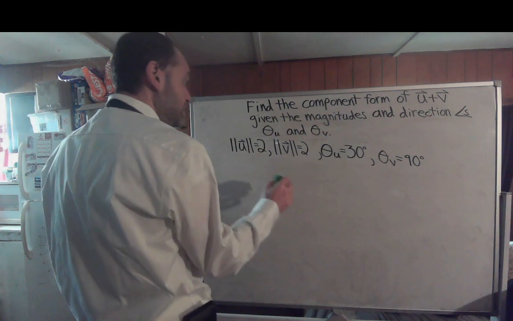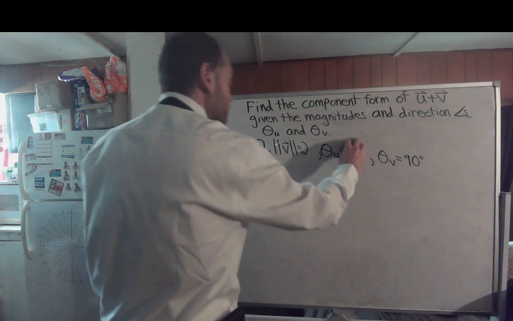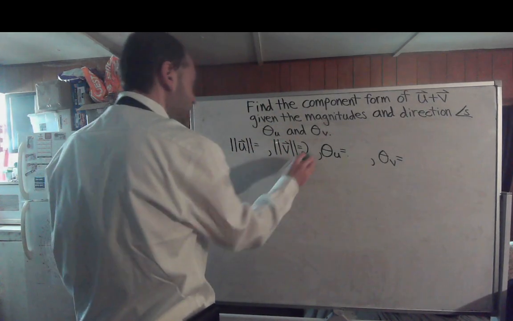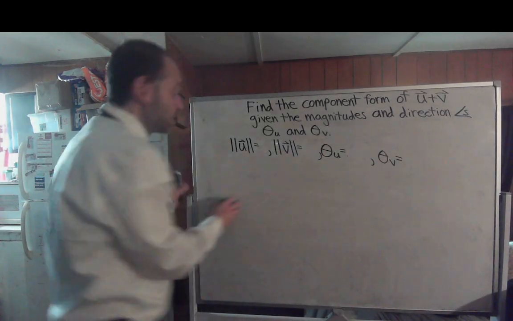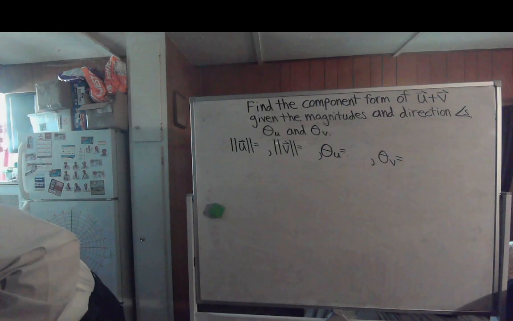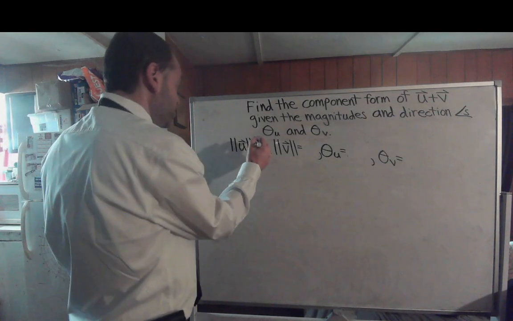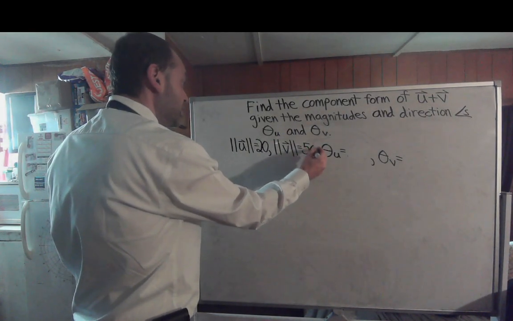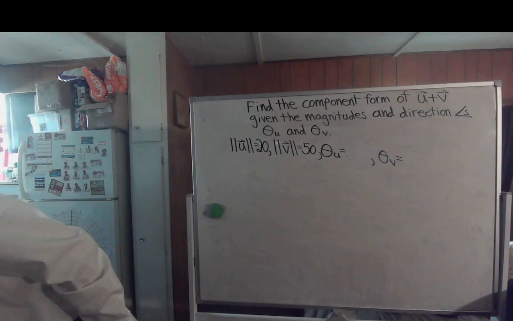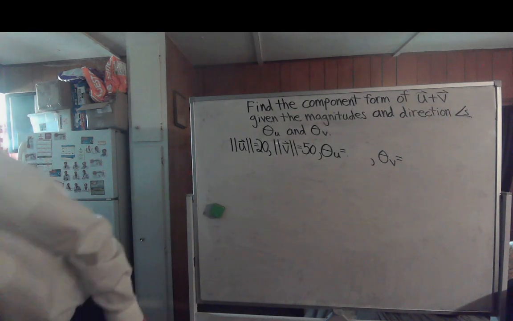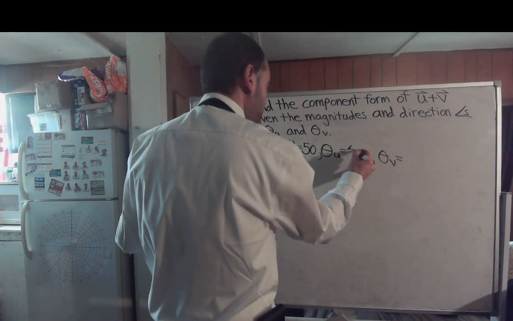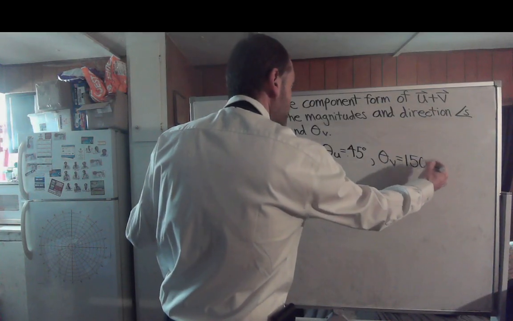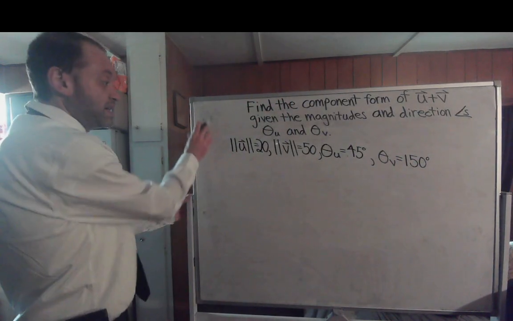All right. These are more than likely going to change. All right, they do change it. Magnitude of u is 20, magnitude of v is 50. Theta sub u is 45 degrees. Theta sub v is 150 degrees. They really pulled the rug out from under you this time.